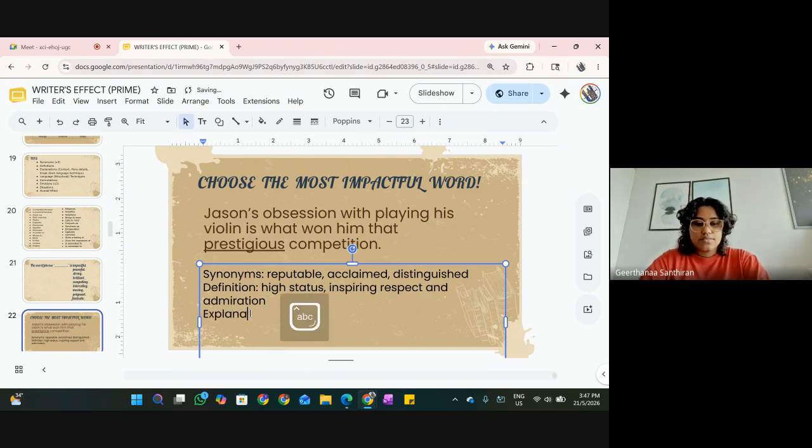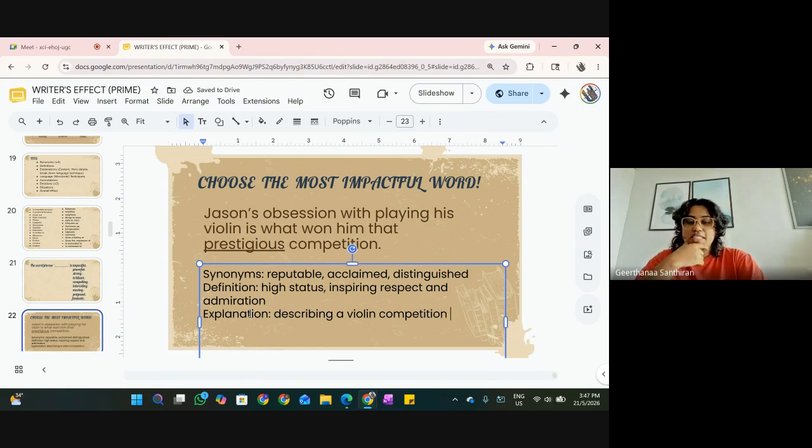Explanation. So, what is the context in which this word is being used? It's talking about a competition, so, describing a violin competition. Of course, the more synonyms we can use, the better. We don't want to be copy pasting in your own words. So maybe you can say tournament instead of competition.